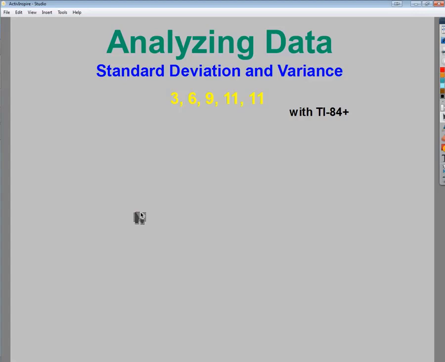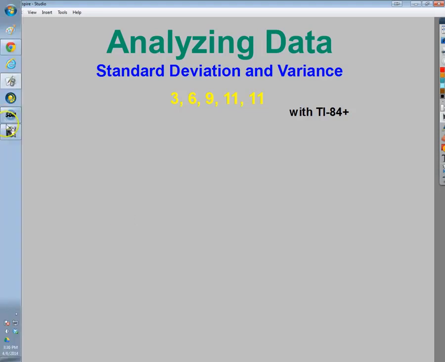And then to find the standard deviation, you want to eliminate the effect of squaring by taking a square root. So you square root the variance, and it'll give you the standard deviation. Now, a calculator will do this relatively quickly for you, specifically in this video, the TI-84+. So let's bring it up and see how it works.